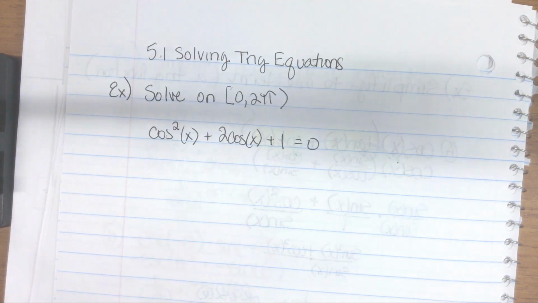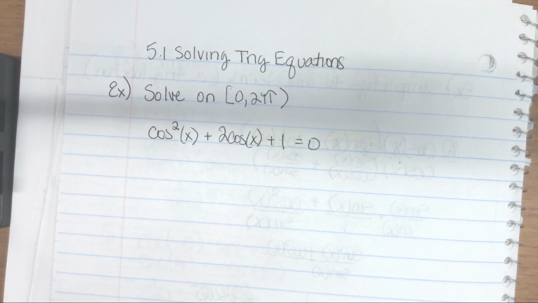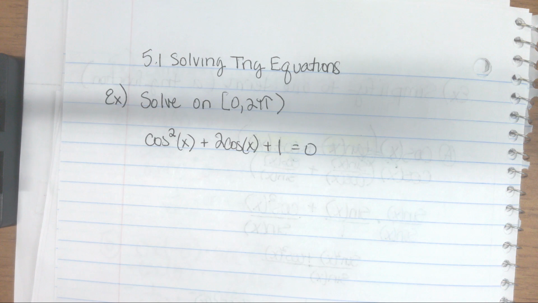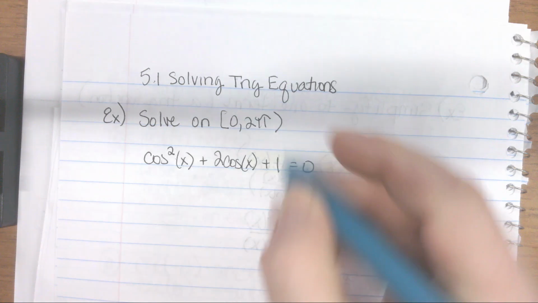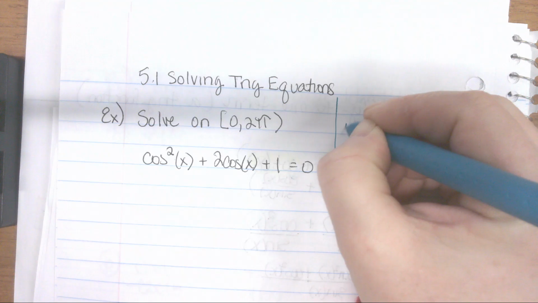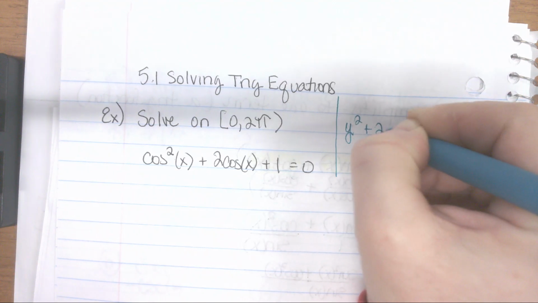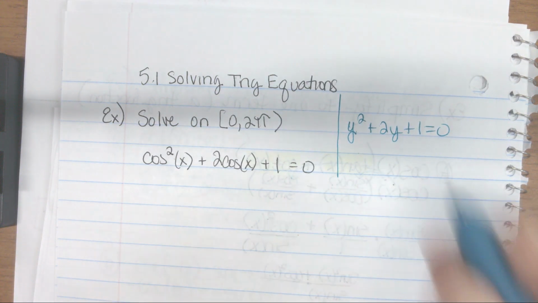Okay. And so at first you might think, I don't understand how I'm going to factor something like this. Well, I want us to go back to our Algebra 1 days. Let's pick a different variable. Let's say I asked you to solve using the zero product property. Let's do it on the side here. y squared plus 2y plus 1 equals 0. Can you factor that for me, please, a minute?